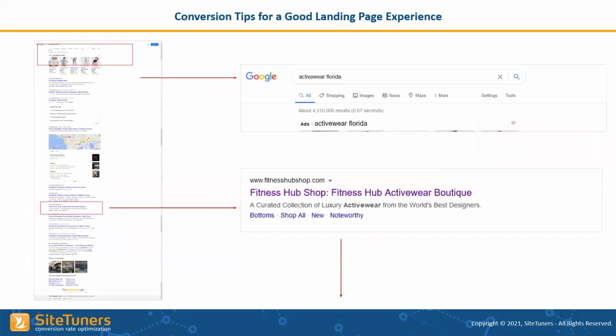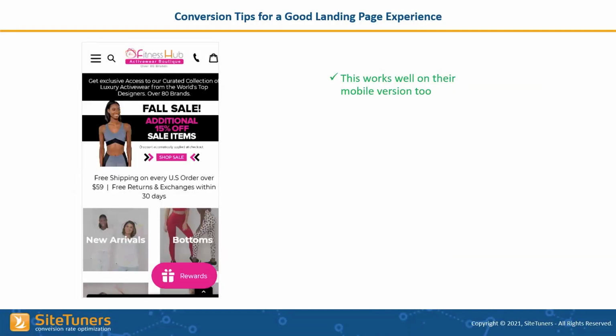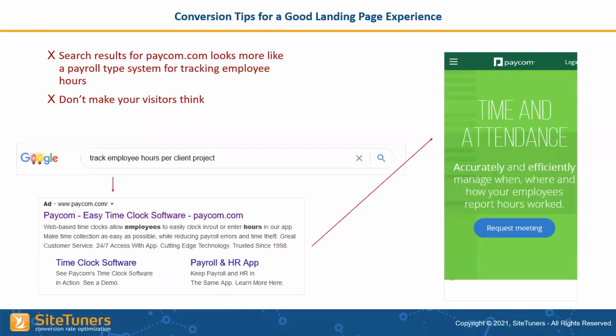Let me just show you another example. Activewear Florida, right? Fitness Hub Shop, all right? Activewear. And then when we land here, we've got Fitness Hub and Activewear, and they happen to be in Florida, all right? But my point is, this is what came out. So what was promised was actually delivered in here. And again, it doesn't matter whether it's on desktop or on mobile. If your visitors are looking for something, and I know this sounds obvious, guys, but I swear to you, if you went and looked at your upstream messaging and looked at where it landed people, you would find things that just don't make sense, all right?